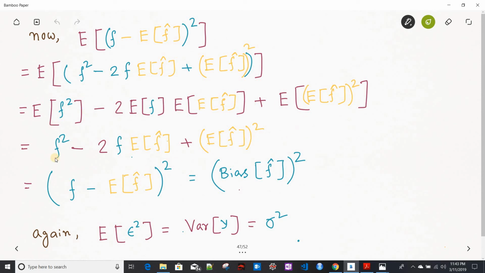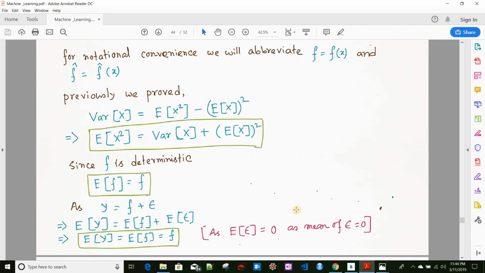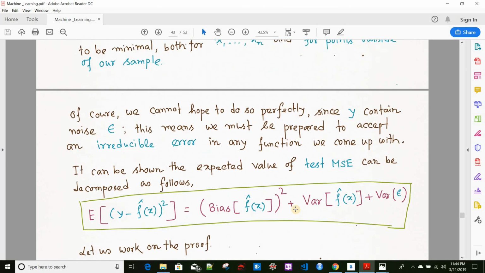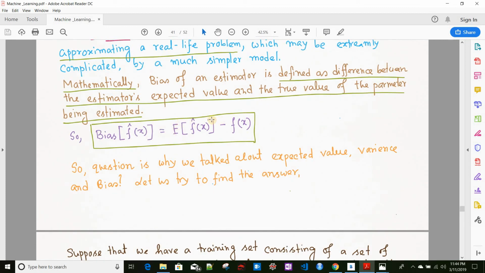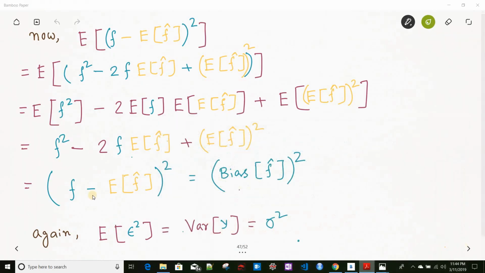So now if you think about this term, it is actually f minus expected value of f bar, squared, right? Now what is this over here? If you see the definition of bias, bias is the expected value of our predicted term minus my actual term. So this is what is over here, right? So I can directly write this as my bias square.